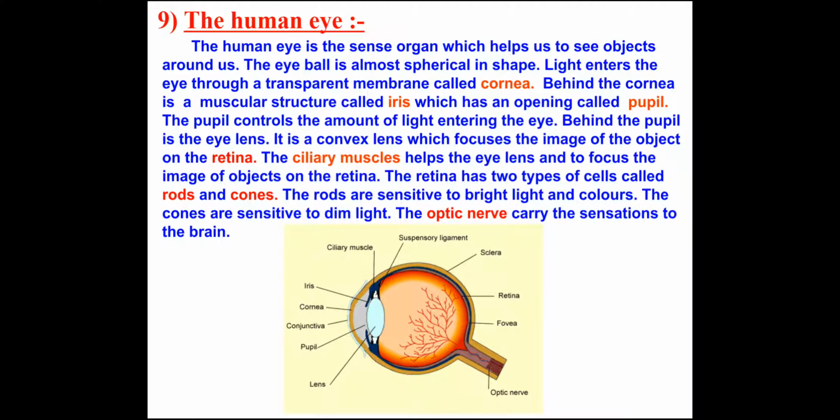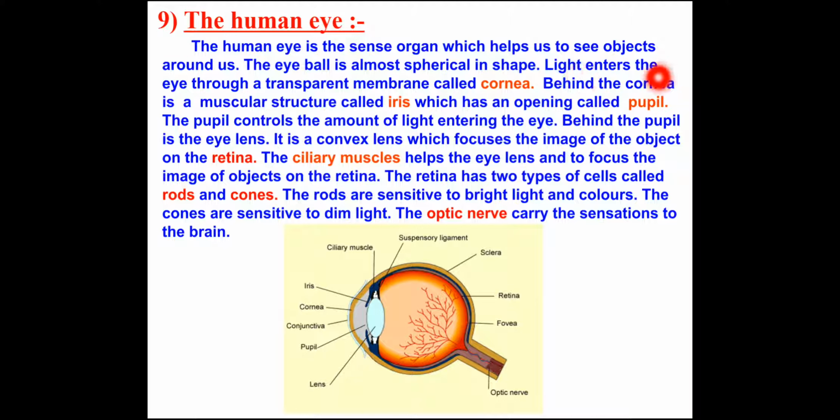So what is the function of the human eye, or what is the human eye? The human eye is the sense organ which helps us to see all the objects which are around us. Now the eyeball is almost spherical in shape.